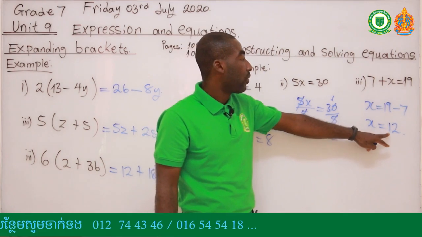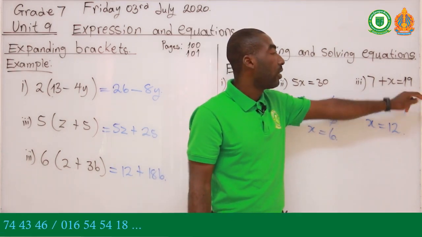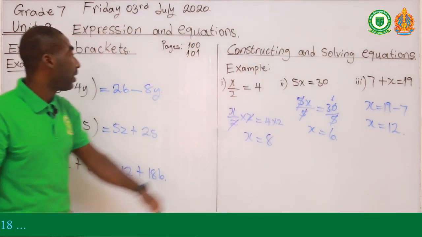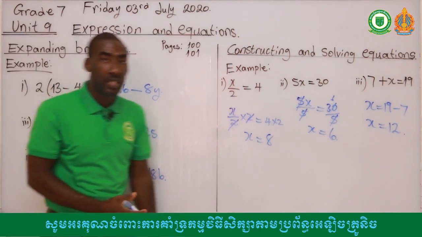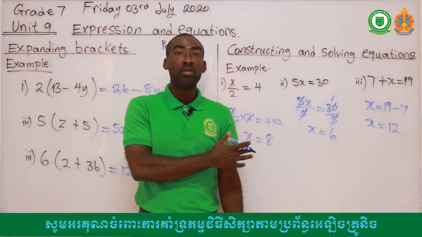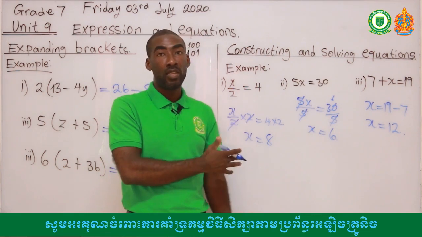Okay, so that means when you put 12 here and you add 7 to it, it's going to give you 19. Okay, so this is about solving equations, and this side is about expanding your bracket. Okay, so please take very good note of it, and then try to do your exercises that I'm going to post to you. That will be your task 2, okay?